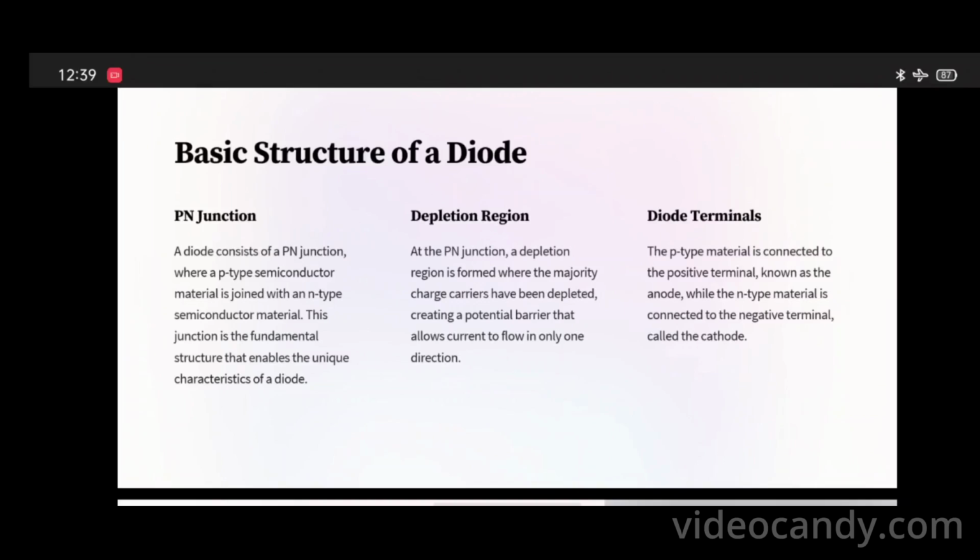Depletion region. At the PN junction, a depletion region is formed where the majority charge carriers have been depleted, creating a potential barrier that allows current to flow in only one direction. Diode terminals. The p-type material is connected to the positive terminal known as the anode, while the n-type material is connected to the negative terminal called the cathode.